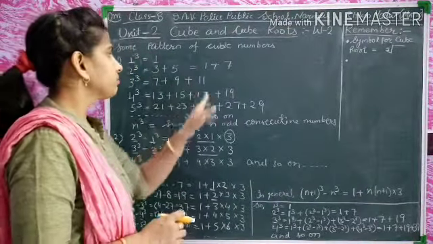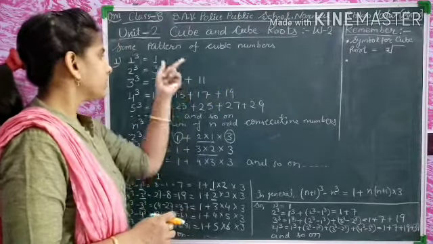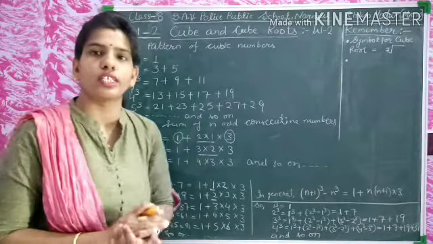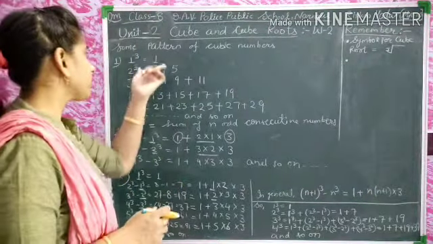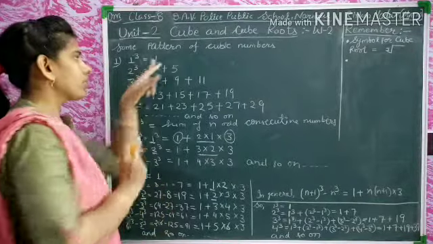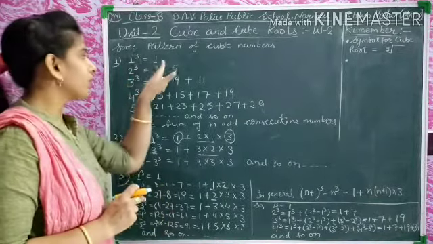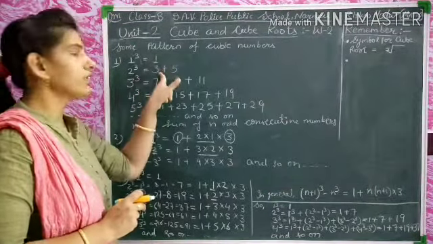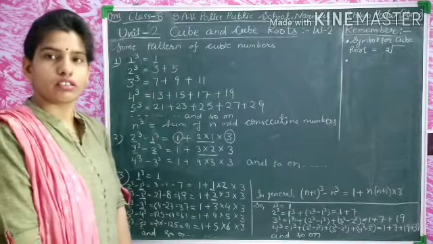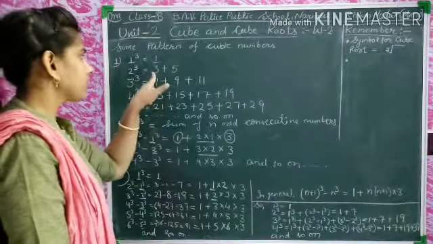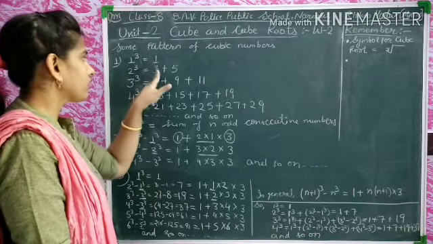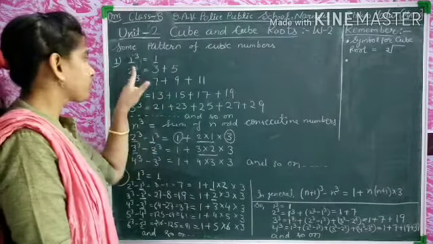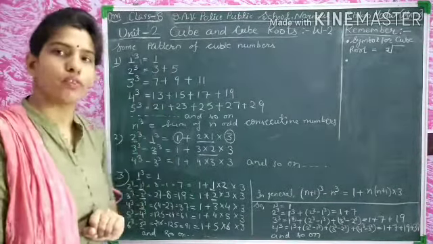There are some conditions that you are seeing here, which make it very easy to calculate cubes. So students, there is 1 here. In the next number, after 1, we take the next 2 consecutive odd numbers, that is 3 and 5. So 2 cubed is equal to 3 plus 5.